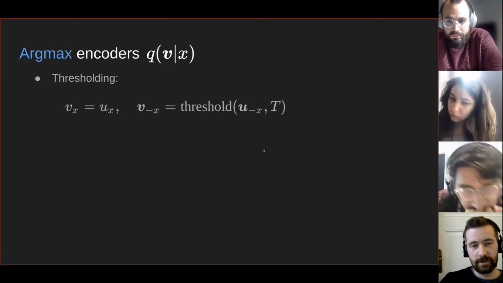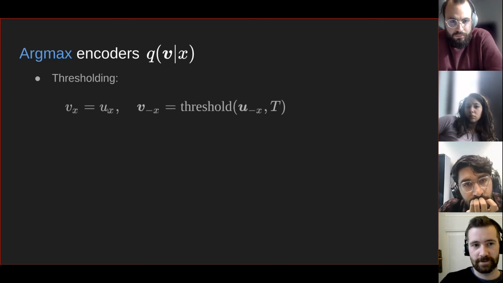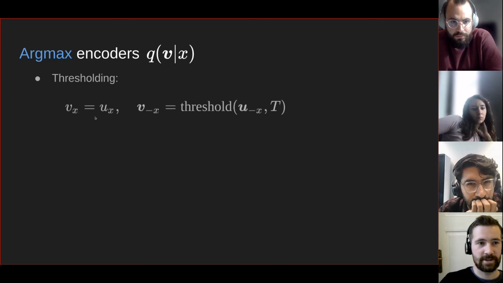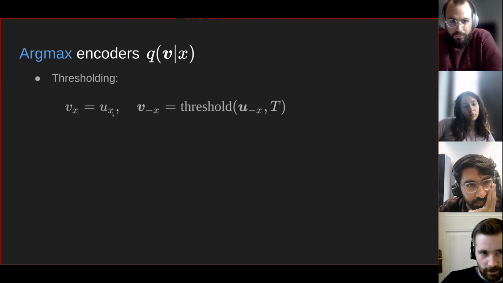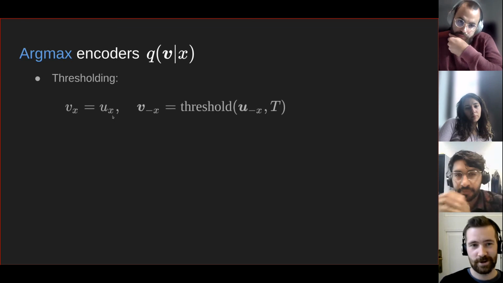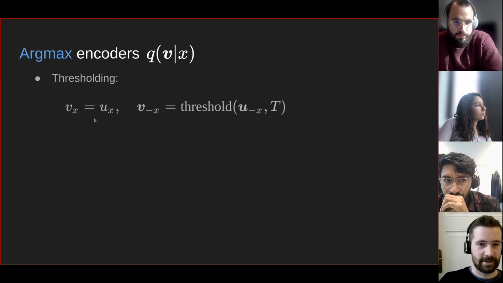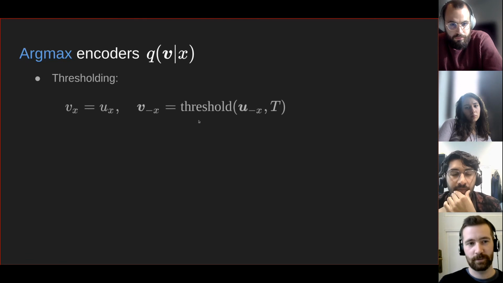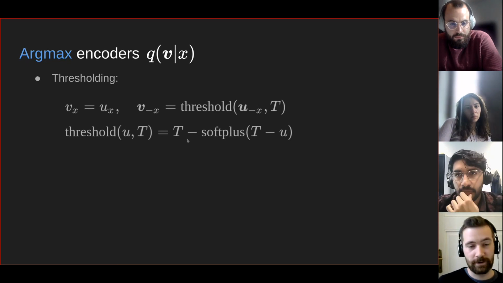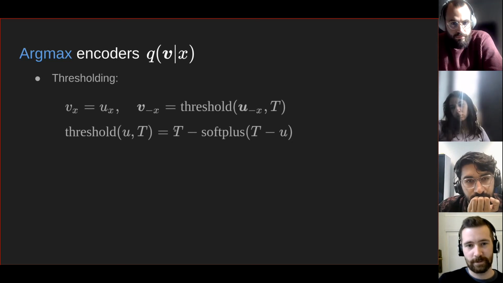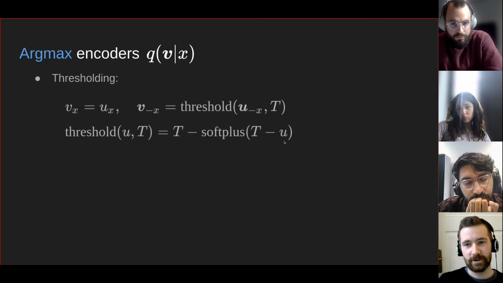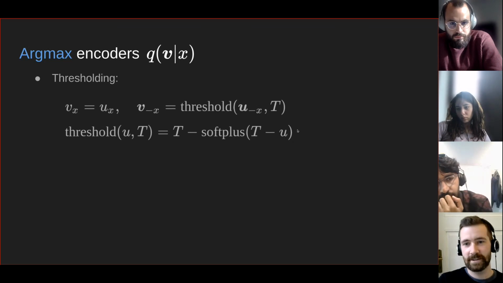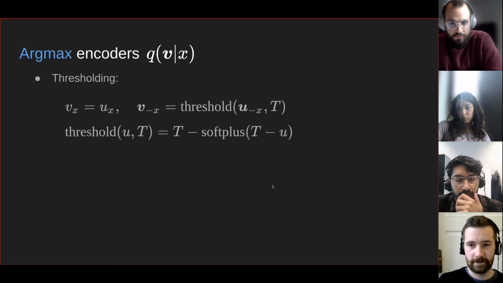Assume we first generate some continuous vector U that is the same dimension as V. Then for the value X, this is the one that is supposed to be the largest, right? This one we keep the same, so it's an identity mapping there. And for all the other remaining dimensions, we threshold the values such that they are smaller than Vx, so this T equals Vx. One example of a thresholding function that we used is this very simple one, T minus a softplus, such that as U goes to infinity, this whole thing approaches T, and as U goes to 0, you approach negative infinity.